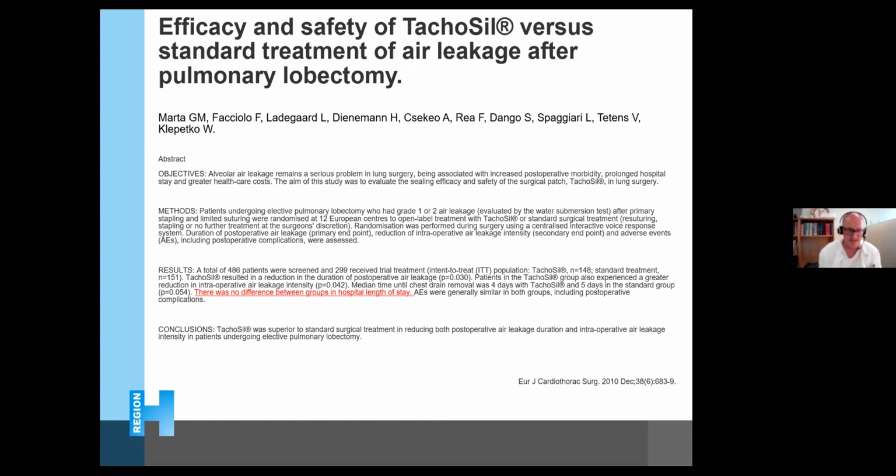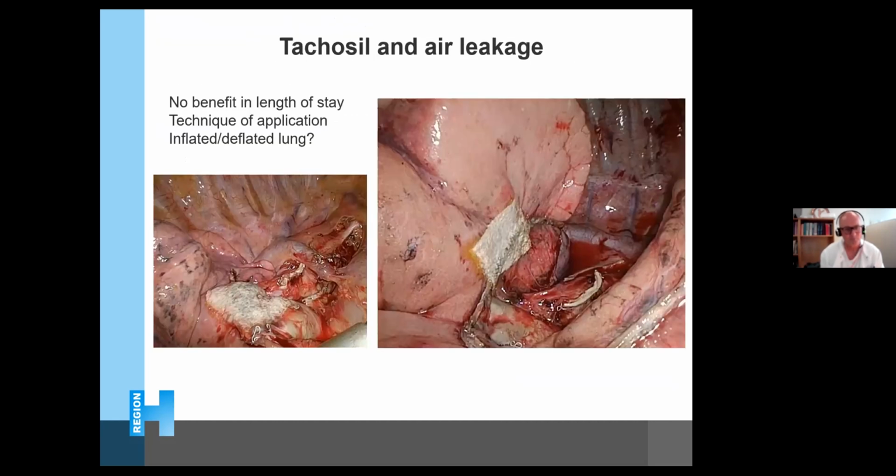TachoSil does have a CE marking for air leaks, but it was based on this paper, a multicenter study many years back, concluding that there was a few hours shorter drainage time, but actually no difference in length of stay in hospital. So the indication is not that strong from the study. But anyway, it did get its CE marking for dealing with air leaks. We don't use it that much for that, but here are a few cases. But for bleeding, it might be beneficial.